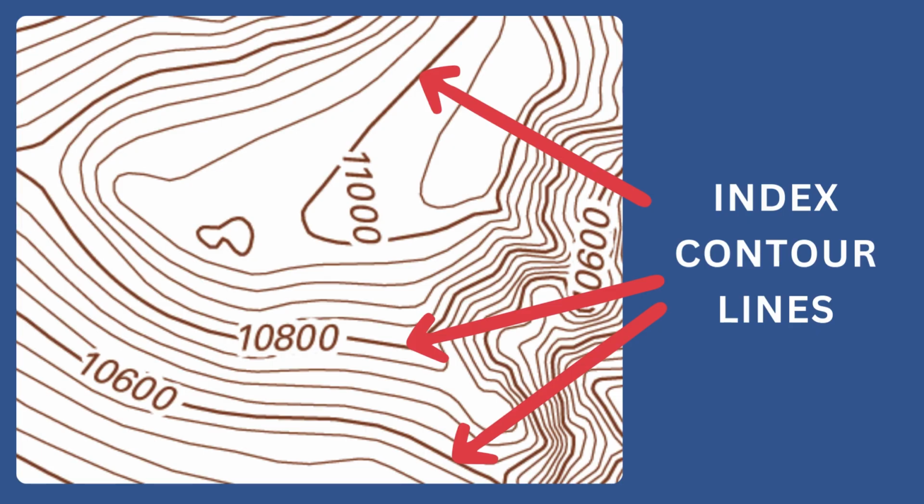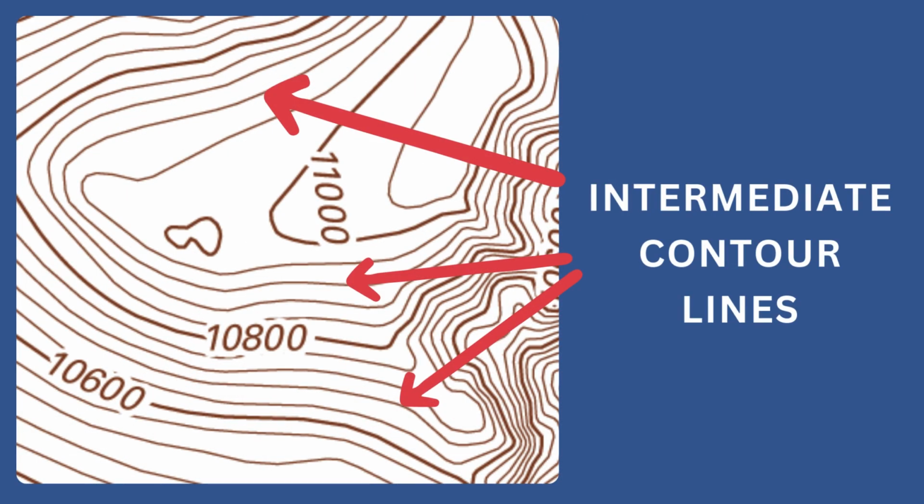First, we have index contour lines. These are the bold or darker lines that appear every fifth line on a map. At some point along an index line, you can see a label showing the elevation, which makes it easier to identify the land's height and use them as reference points. A line marked 425, for example, means that point on the map is 425 feet above sea level.